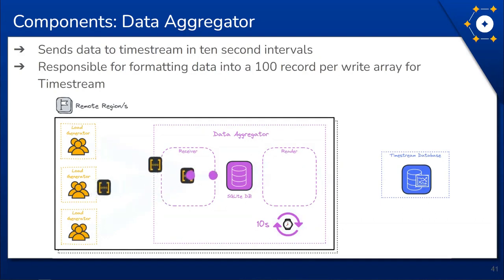The aggregator then writes the data from the cache to the TimeStream database in 10-second intervals. The aggregator is also responsible for utilizing TimeStream's ability to handle batch write requests of 100 records per write and handles AWS throttling exceptions to achieve more efficient write speeds. At the end of the test, the aggregator continues attempting to send data to TimeStream until it stops receiving data.